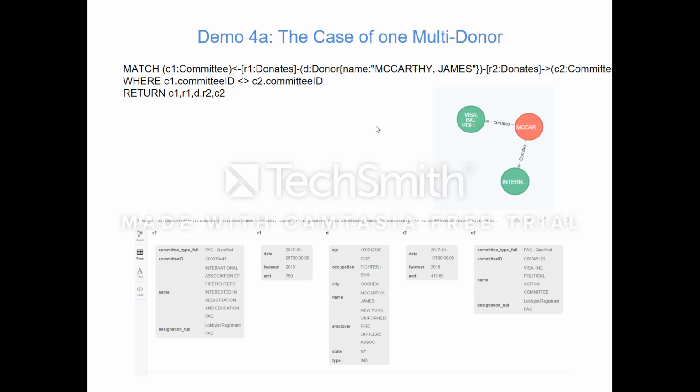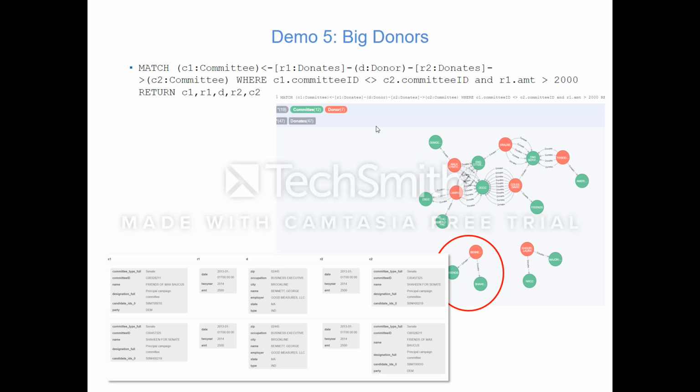So that's one way to drill down on the data. By looking at the graph and seeing different patterns, we can drill down to look at what's going on there. At this point, asking a few further questions. And then another way to look at it would be to say, well, who are the big donors? Let's weed out all those thousands of nodes.